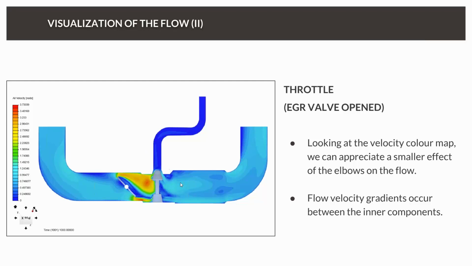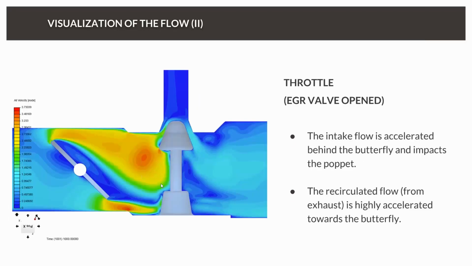And we can see that there is a kind of interaction. So part of the flow is going inside the exhaust gas pipe and streaming back, as we can see here again. And the flow is accelerated here and decelerated when leaving the poppet.